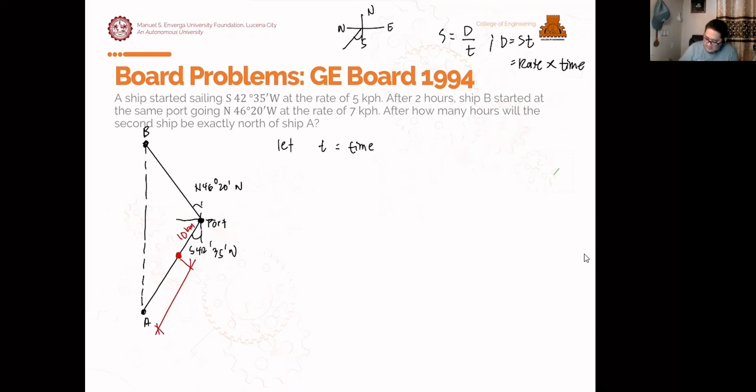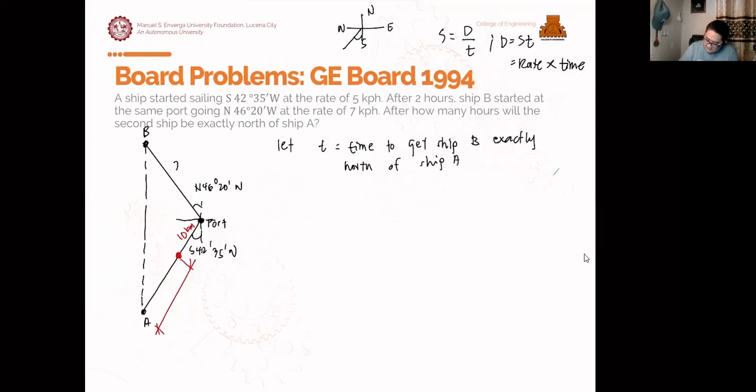the time to get ship B exactly north of ship A. Okay? So from this port, the rate of B is 7 kilometers per hour. So from there, 7 kilometers per hour times time. That is our distance. So this is 7t.